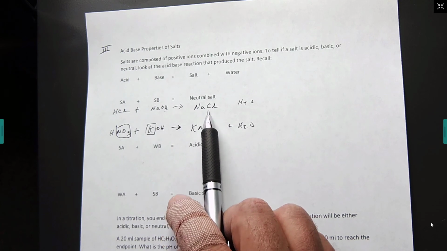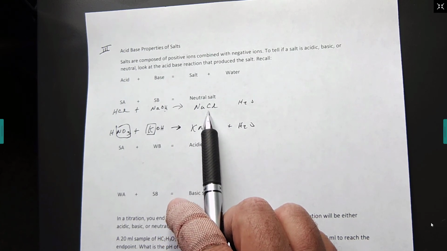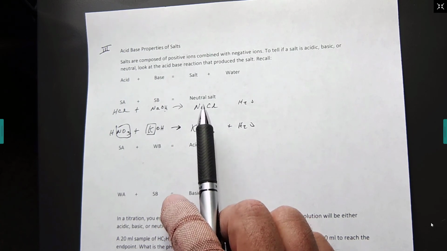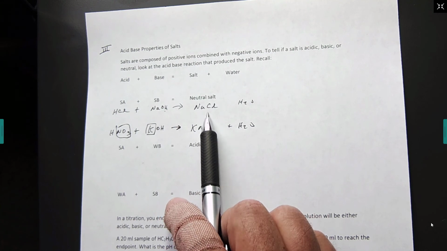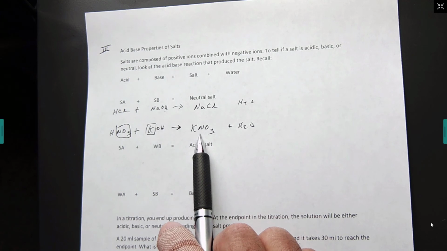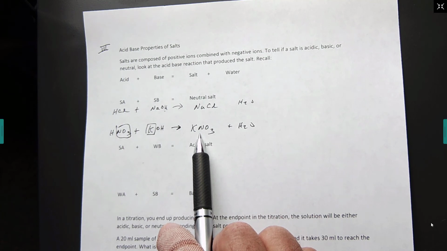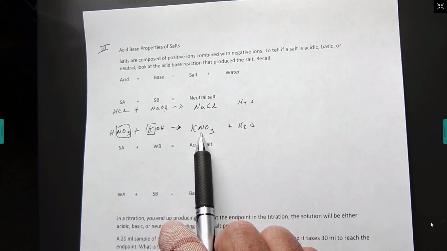If you put sodium chloride into water, it will not affect the pH. It is a neutral salt. No effect on the pH whatsoever. Potassium nitrate, drop a whole bunch of that in water. Is it going to make the pH go up or down? Nope, not one bit, because it's a neutral salt.